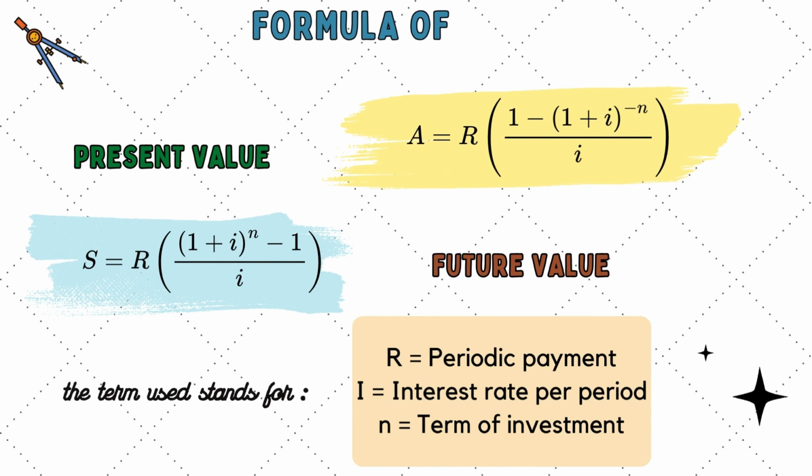For present value, we use A equals R open bracket 1 minus open bracket 1 plus i close bracket to the power of negative n, divided by i close bracket. For future value, we will use S equals R open bracket 1 plus i close bracket to the power of n minus 1, divided by i close bracket. R stands for periodic payment, i is the interest rate per period, and n is the term of investment.